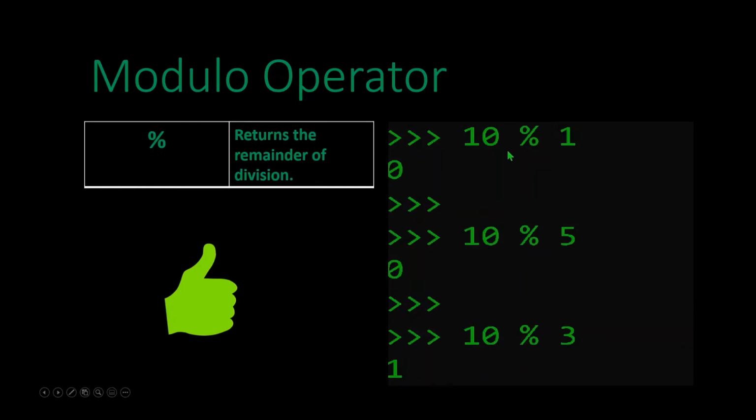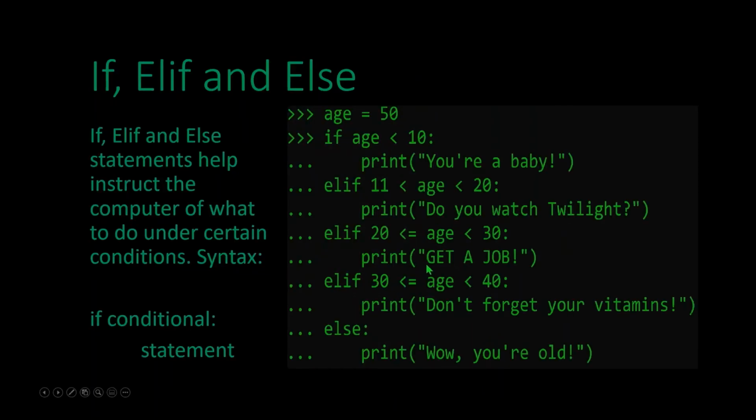So that's kind of how you use the modulo operator, and that becomes really important in mathematics, or think about when you're trying to figure out the factors of a number. Now, the most important part in conditionals and decision making for computers is the if, elif, and else statements. The if, elif, and else statements help instruct the computer of what to do under certain conditions.